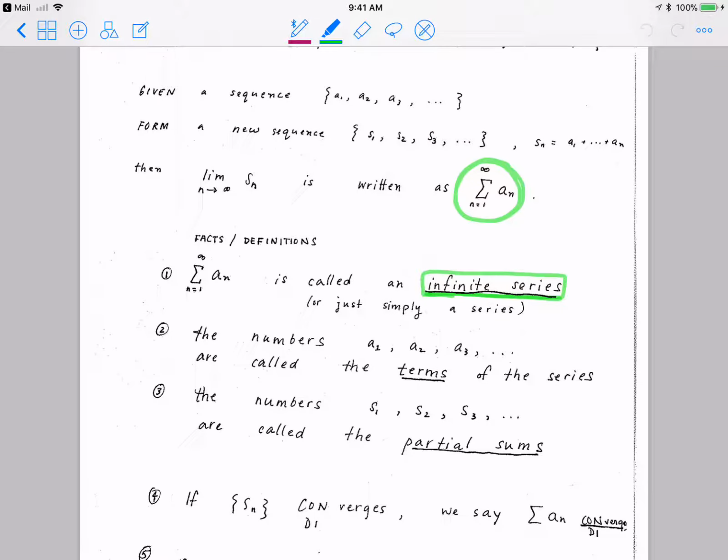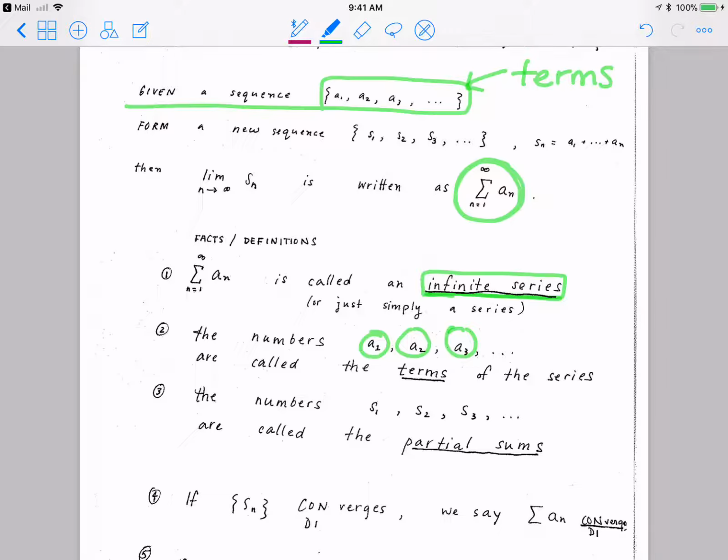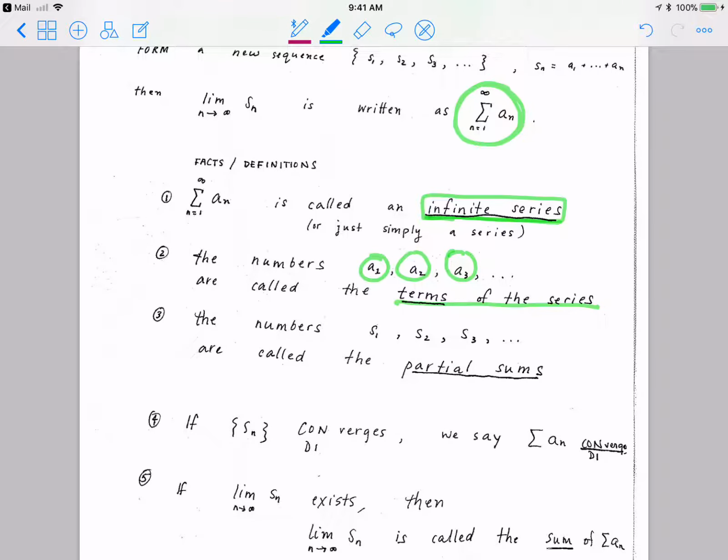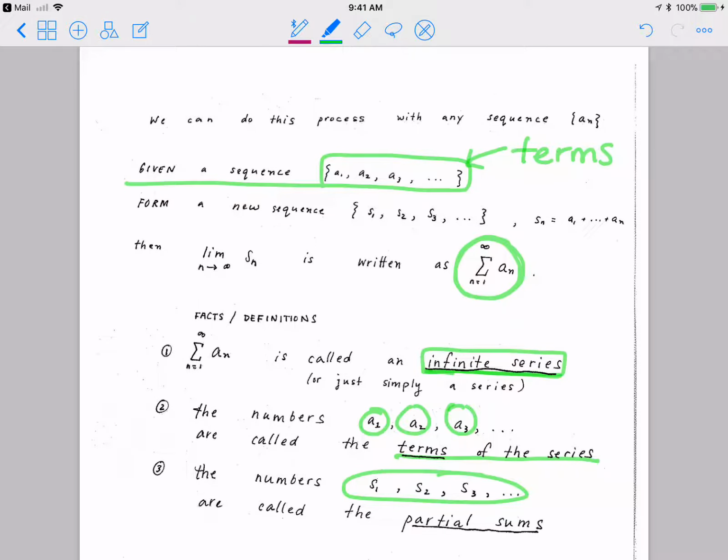The numbers a1, a2, a3 are just called terms of the series. So you start off with the sequence. These numbers are the terms of your series. Now, they're also the terms of your original sequence, but that's one of the things we want to be careful with: don't confuse the sequence with the series. So the terms of your series are a1 to an, a1, a2, a3, and the numbers S1, S2, S3 are called the partial sums. So this new sequence, these are your partial sums.